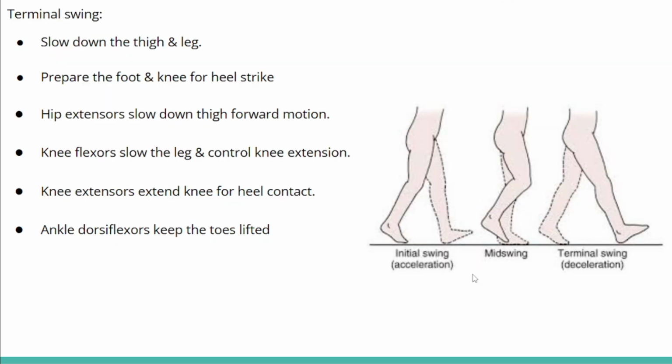In the terminal swing, as preparation for the next immediate movement, which is the heel strike, the main goal in this terminal swing is to slow down the forward motion of the thigh and leg and prepare the foot and ankle for heel strike or the next contact. So for this, hip extensors like gluteus maximus and hamstrings slow down the thigh's movement, and the knee flexors, hamstrings, slow the leg and control the knee extension, and the ankle dorsiflexors like tibialis anterior mainly keep the toes lifted so the foot is ready for the heel strike.